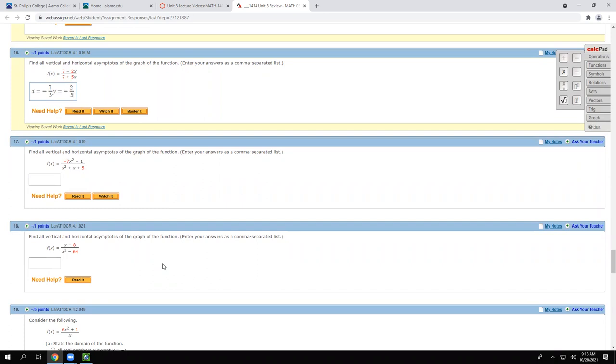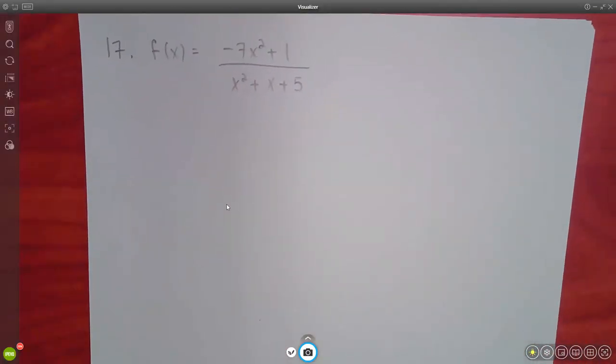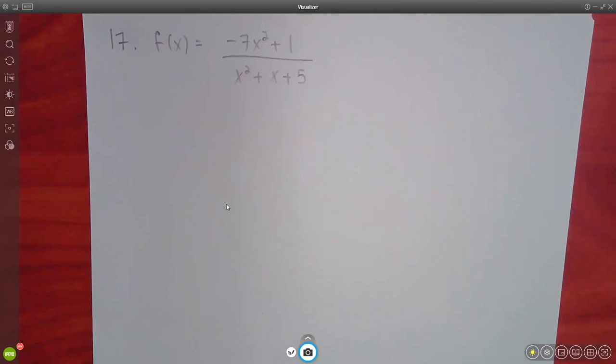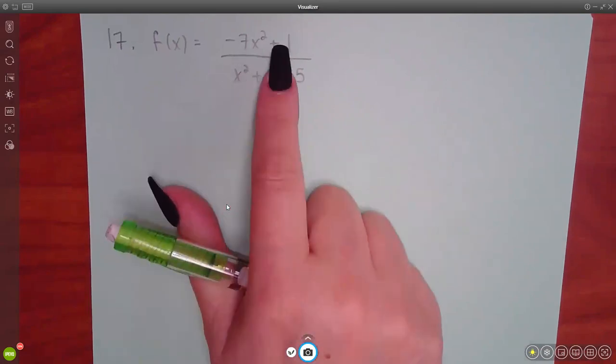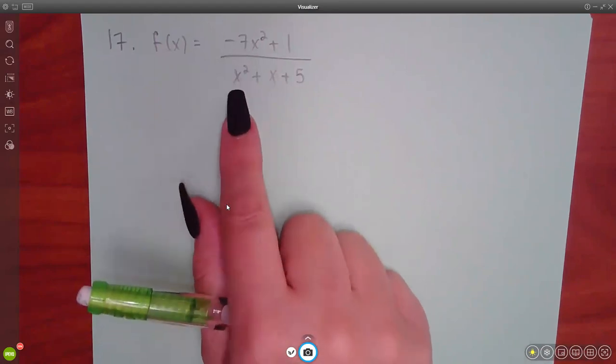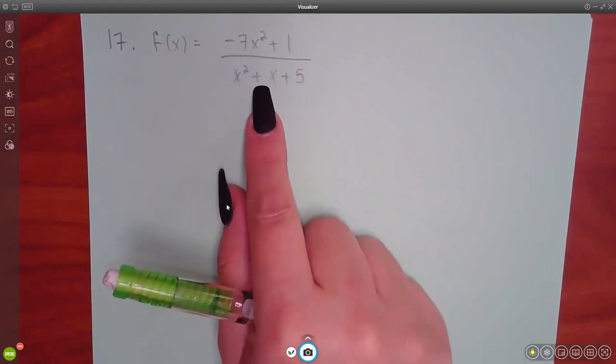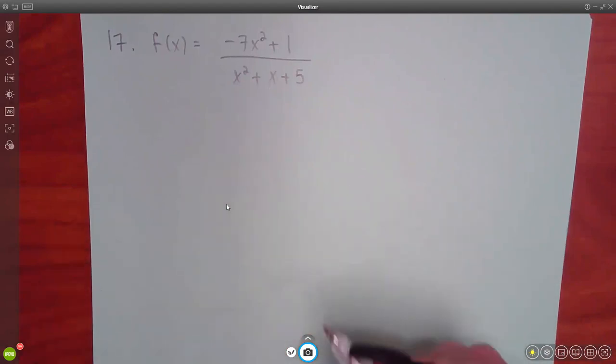Now, I couldn't simplify that other one. Look at this one and see if you can simplify it. I don't think either the top or the bottom can be factored nicely without me having to do the quadratic formula and without me having to do square roots and things like that, okay? This one is not the difference of squares because the 7 is not a perfect square. And then this, there's no factors of 5 that will add to give me 1, right? So I can't reduce it.